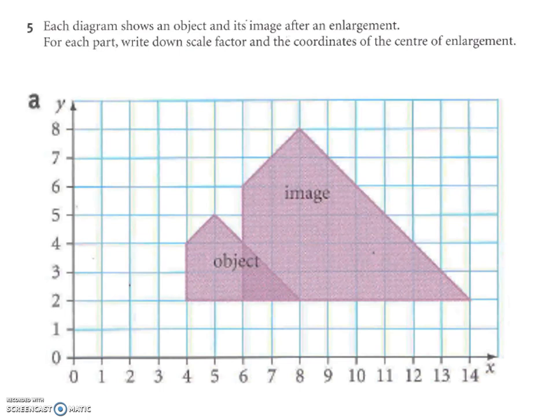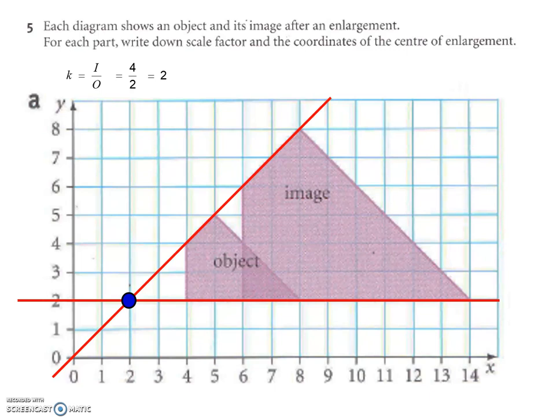Right now, the question said to write down the scale factor and the coordinates of the center of enlargement. Now scale factor, you still remember the formula should be k equals I divided by O. So 4 divided by 2 will give you 2. And if we do the focusing, the center of enlargement is as marked. Since the question is asking about the coordinates, the coordinates will be 2 and 2.